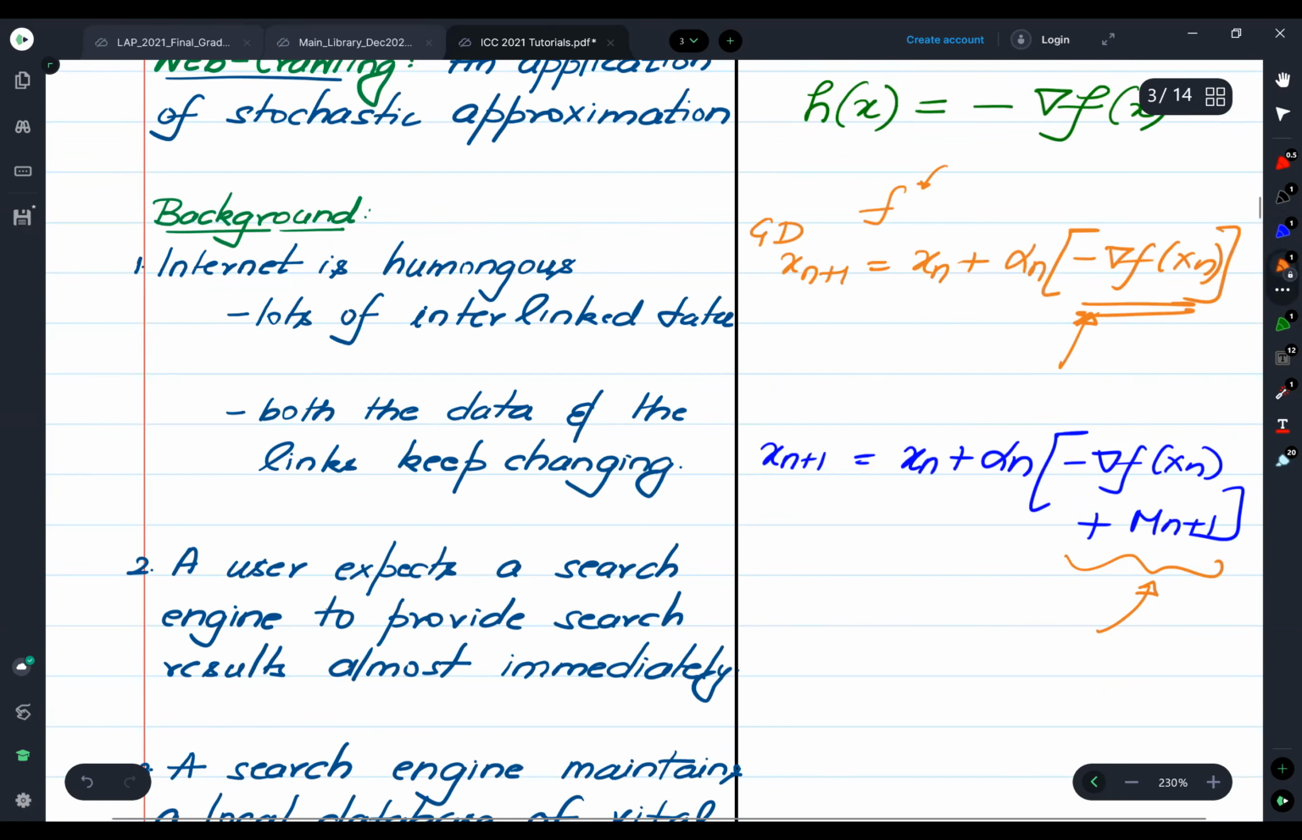Sorry to interrupt. Yeah. There's one question that came: since m_{n+1} is used again, why is m_{n+1} considered as noise? Yeah, I'll try and answer that. So this is the noise in the estimate.